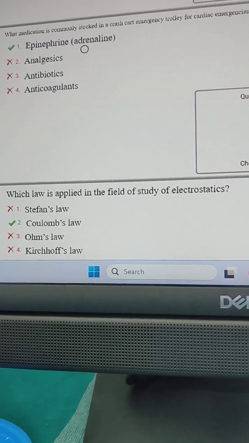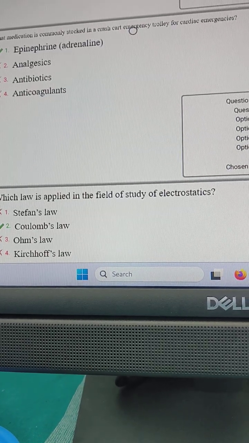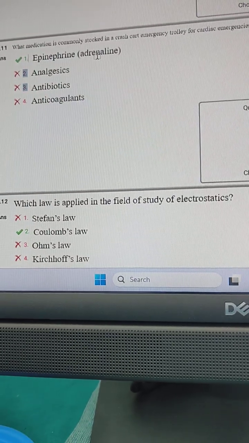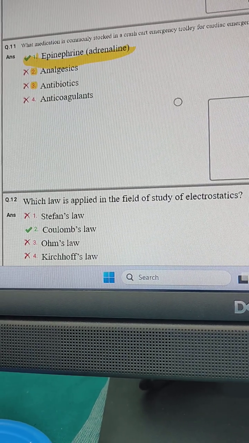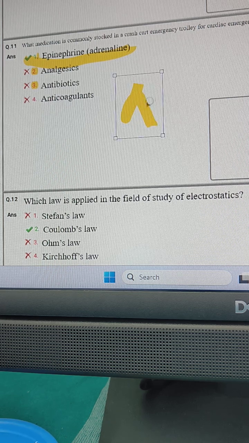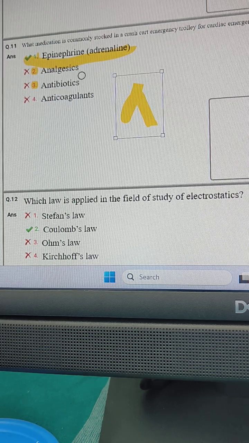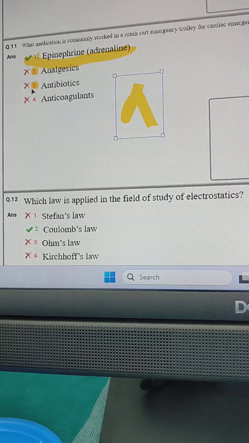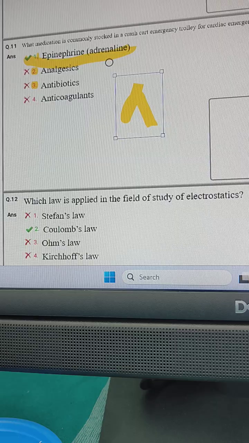What medicine is commonly stocked in the crash cart emergency trolley in cardiac pacemaker? So the correct answer will be epinephrine, A. Analgesic, antibiotic, anticoagulant: anticoagulants are not an emergency drug. Antibiotics and anti-allergies are not in a cardiac pacemaker.